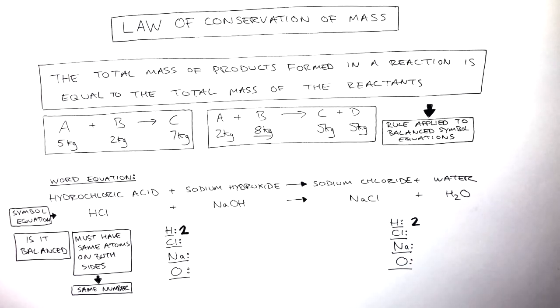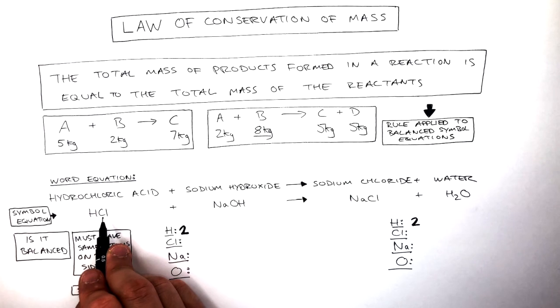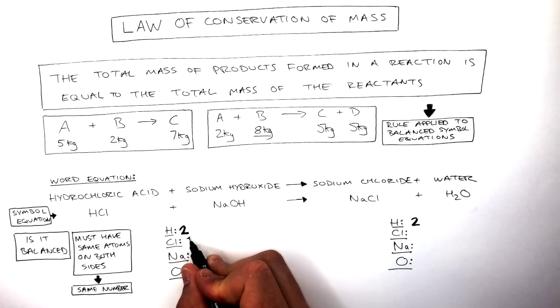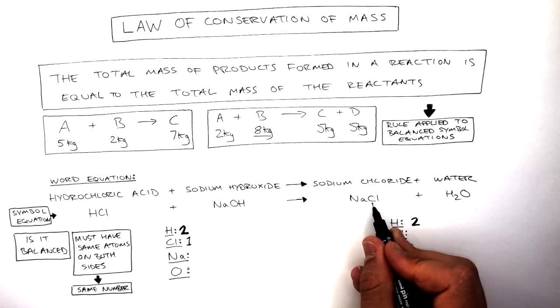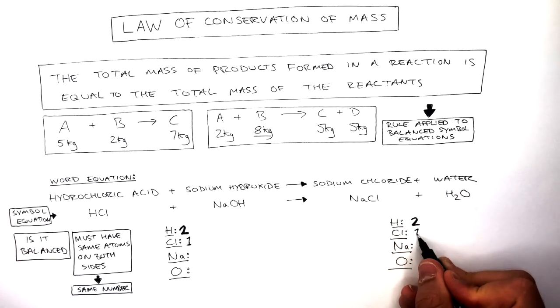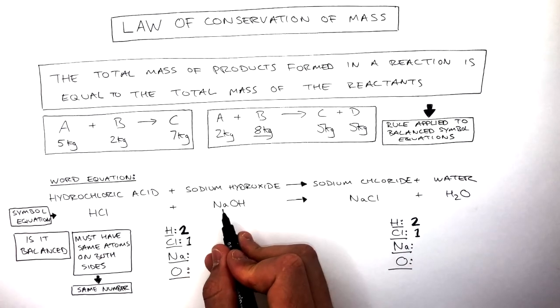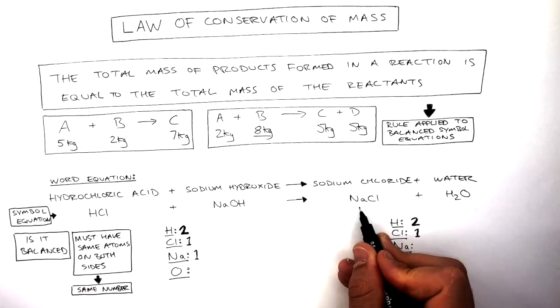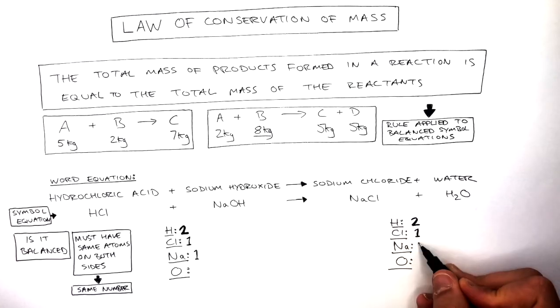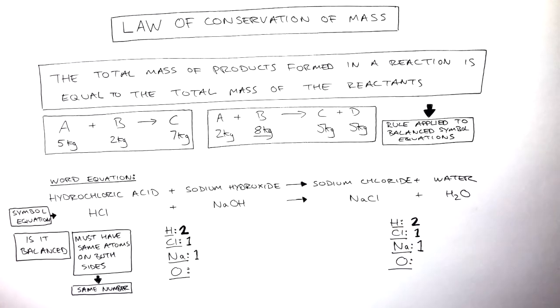In the HCl, we can see there is 1 chlorine atom, so we write 1 next to the Cl. And in the NaCl, there is 1 chlorine atom as well, so we write 1 next to the Cl. In the sodium hydroxide, there is 1 sodium atom, so we write 1 next to the Na. And in the sodium chloride, there is 1 sodium atom, so we write 1 next to the Na as well.